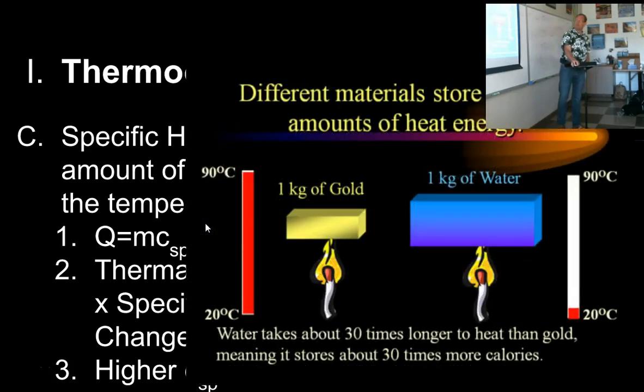Moving on here, this is just an example. If you wanted to raise a kilogram of gold from 20 degrees to 90 degrees, and also you wanted to raise a kilogram of water from 20 degrees to 90 degrees, it takes about 30 times the thermal energy to raise a kilogram of water the same amount of temperature degrees as it does a kilogram of gold, because gold has such a low specific heat and water has such a high specific heat. So water absorbs more heat before it starts to change its temperature.